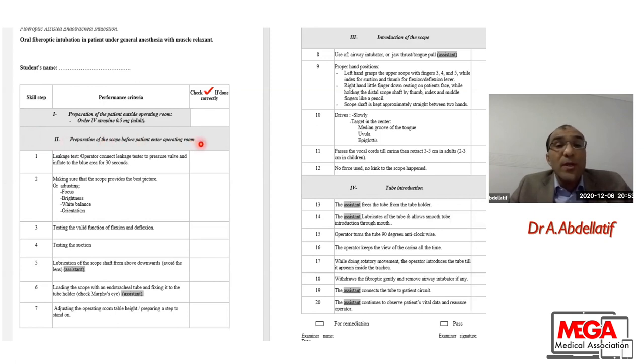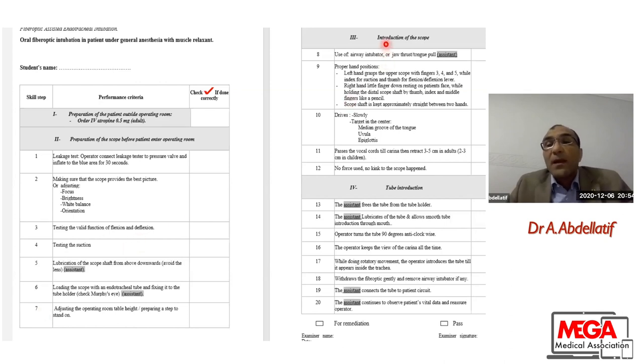Then preparation of the scope before the patient enters the operating room. I have to do the leakage test, then make sure that I have a good picture. Testing the valid function of flexion and deflection. Sometimes you can prepare everything and then let the patient inside, and there is a problem in the deflection or flexion of the scope. So you made a decision, but you didn't prepare yourself or check your equipment, and this is very vital. Testing the suction. I have to lubricate the scope and load the tube. I have to choose the proper tube size, which is 1 to 1.5 bigger than the external diameter of the shaft, and then adjust the operating room table to be comfortable for me, or I prepare a step to stand on.